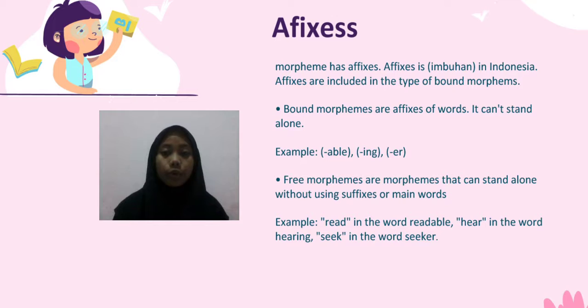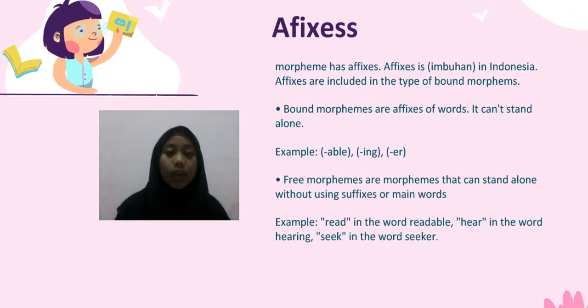Next, morphemes have affixes. Affixes is imbuhan in Indonesian. Affixes are word elements added before, after, or in the root or base form of a word to generate a new word. Affixes are included in the type of bound morphemes. Bound morphemes are parts of a word that can't stand alone.